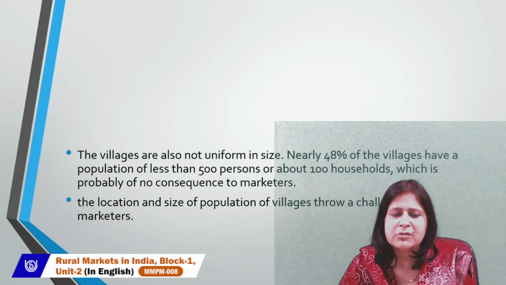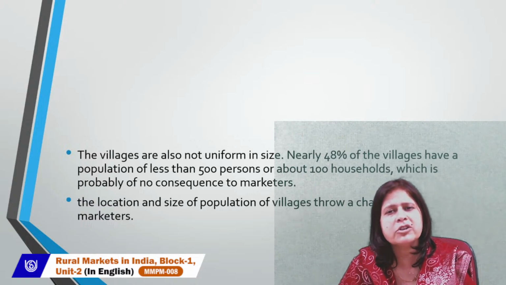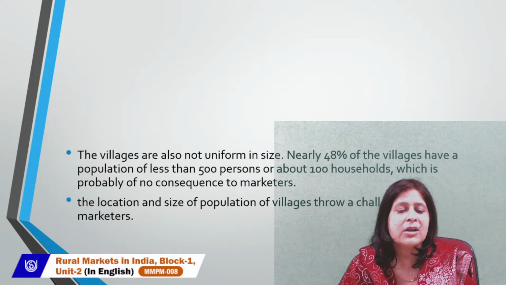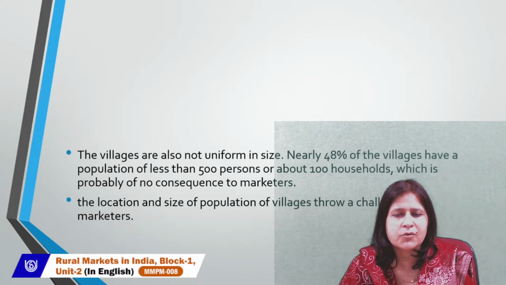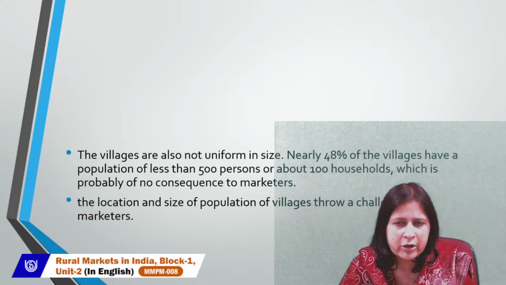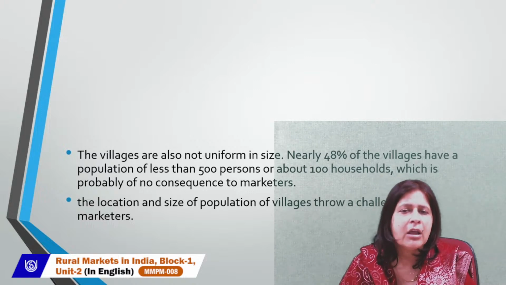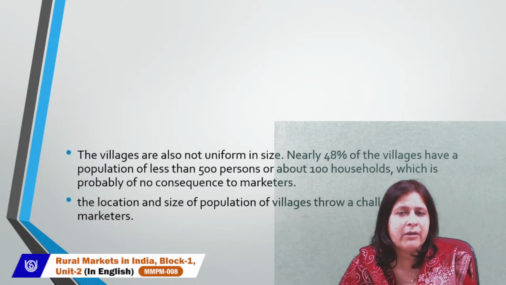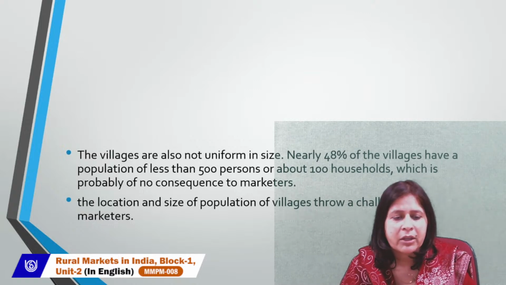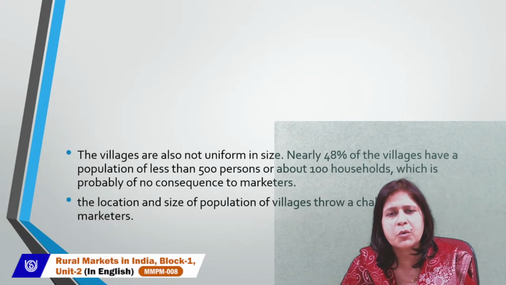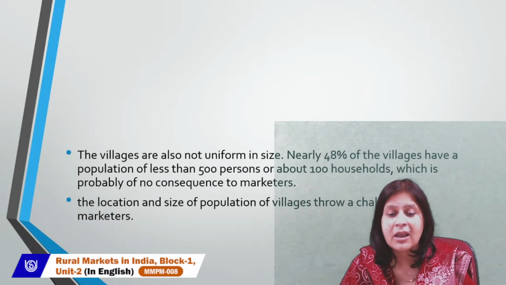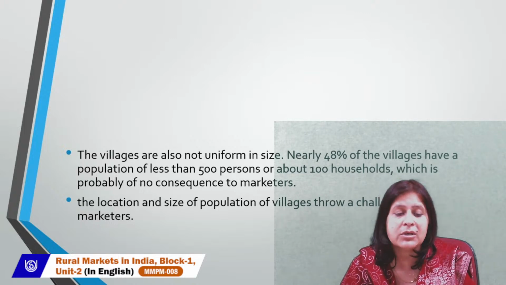and which is probably of no consequence to the marketer. For the marketer it is very unattractive. The location and the size of population of a village throw a challenge to the marketer, right? Because to reach 100 households and 500 persons, and out of the 500, you never know how many will be interested in your product. Then it becomes a challenge for marketers whether to cover those areas and how to cover them.